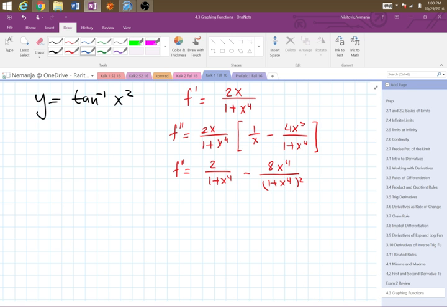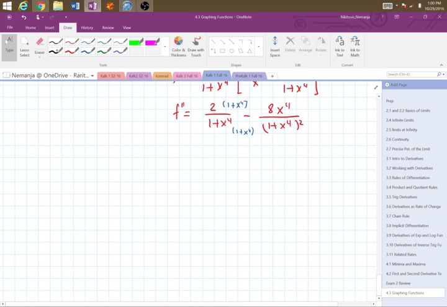And now I'm multiplying 1 plus x to the fourth, 1 plus x to the fourth, there we go, which gives me the final version of the second derivative. That's going to be 2 minus 7x to the fourth divided by 1 plus x to the fourth, everything squared, which is what we don't care about because it's going to be 0.